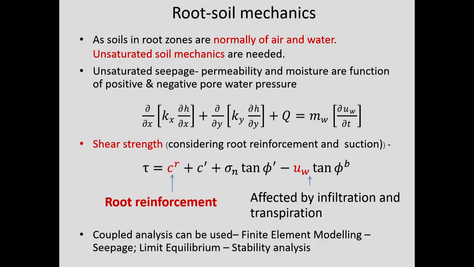Basic governing equations. When we look at root-soil mechanics, we have the unsaturated continuity equation and unsaturated flow. And for the reinforcement, or the contribution of plants, we can consider it in terms of shear strength, and there are two parts. The first part is mechanical reinforcement, c_R, root cohesion. Another one is hydrological reinforcement, which can be through transpiration, evapotranspiration, that tends to reduce the pore pressure. But there are also other effects of the plants that can affect infiltration as well.